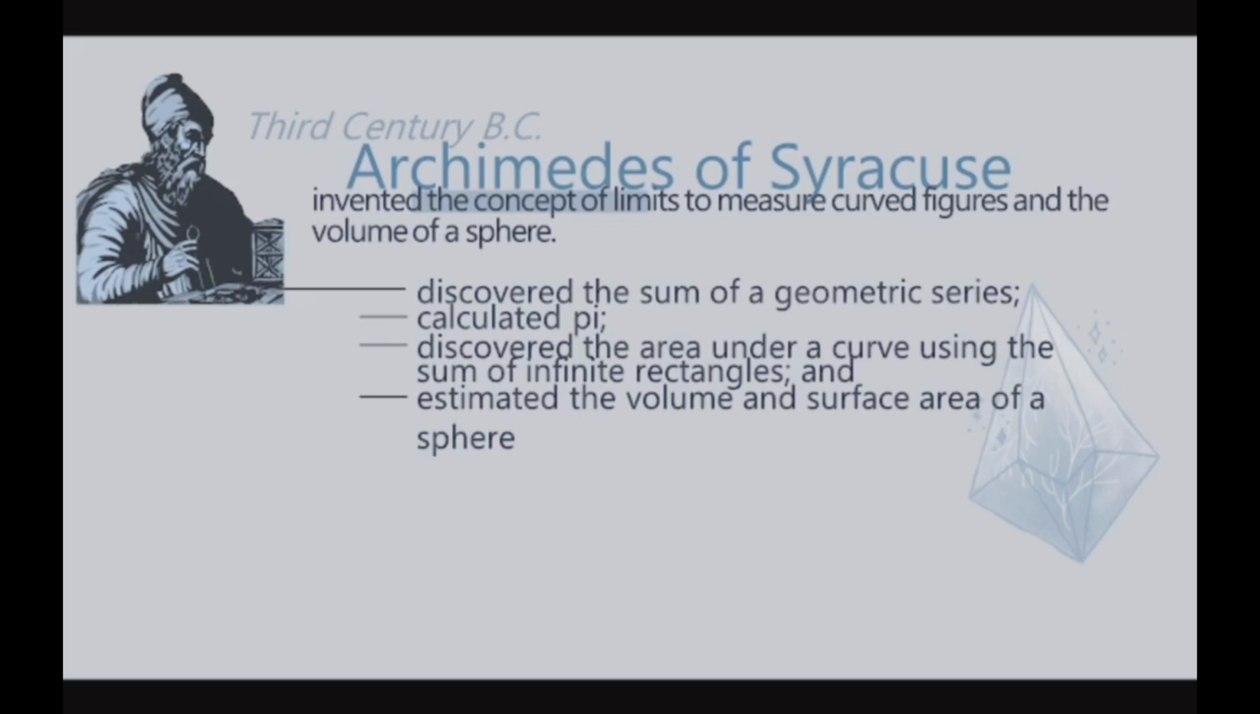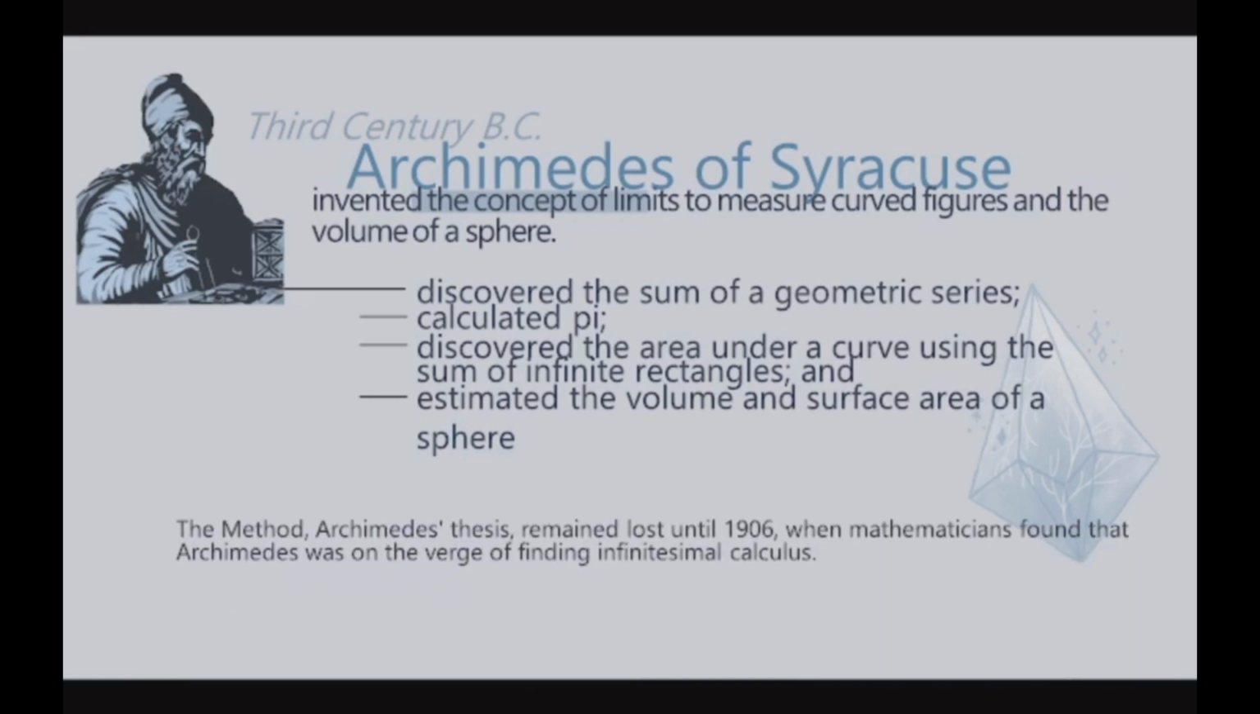Archimedes discovered the sum of a geometric series in such a way that he demonstrated his understanding of limits. He also calculated pi, discovered the area under a curve using the sum of infinite rectangles, and estimated the volume and surface area of a sphere, among other things. Whoa! So that's what happened. But it didn't end with that.